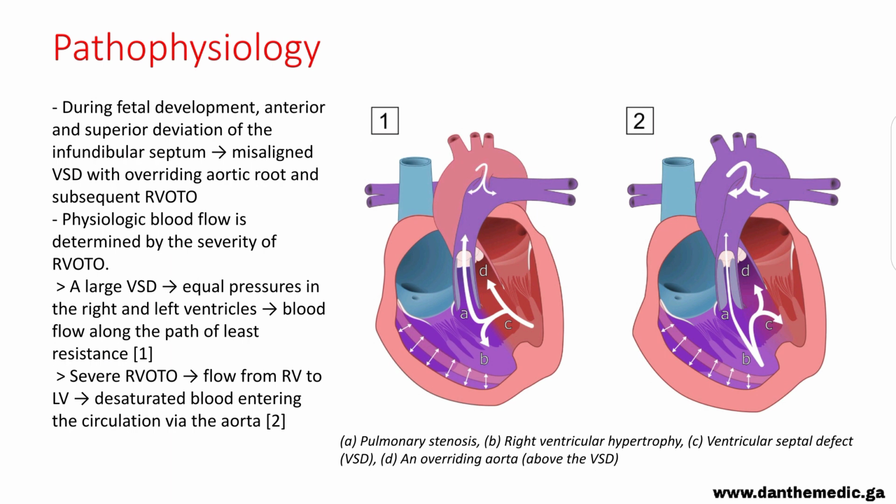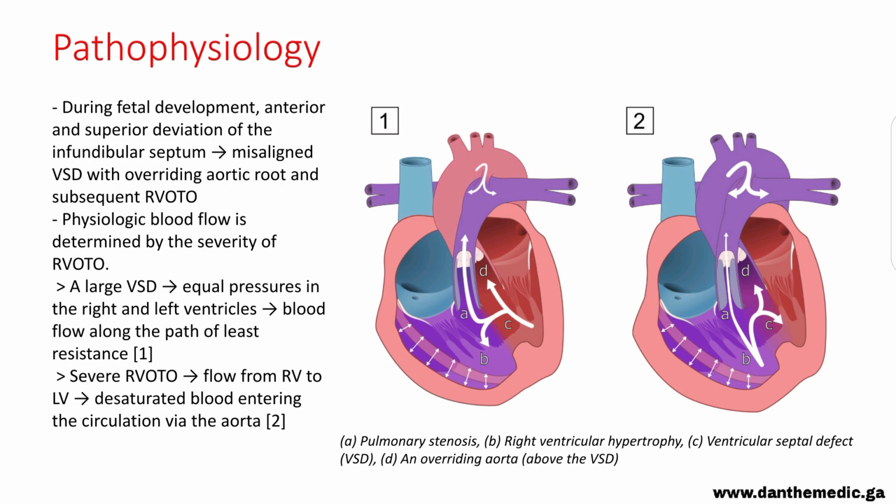When there is a large ventricular septal defect without significant stenosis of the pulmonary outflow tract, there is equal pressure in the right and left ventricles, and then the blood flows along the path with the least resistance. Normally we know that the left ventricle has much more pressure. So in this case, the blood is going to flow from the left heart to the right heart, so left to right shunt. And this will not be accompanied by that much cyanosis.